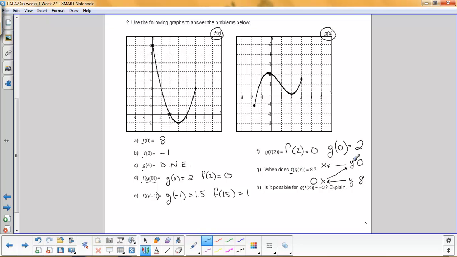Now we go to g. When y equals 0, x equals 2. X also equals negative 1.5.